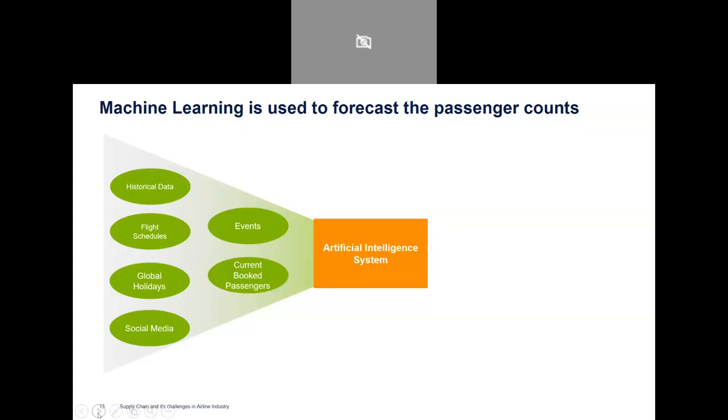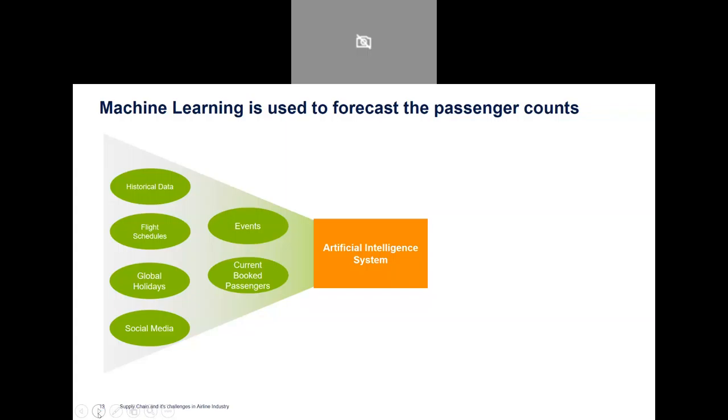To do this, I will start from the left side here. Historical data, so data collection. A huge set of data was collected. First is the historical data, which shows how many passengers were flown in previous months and years. Followed by that, we get the flight schedule.